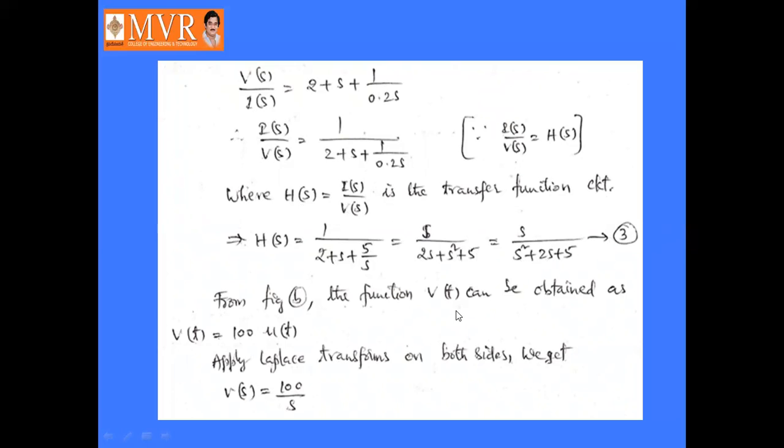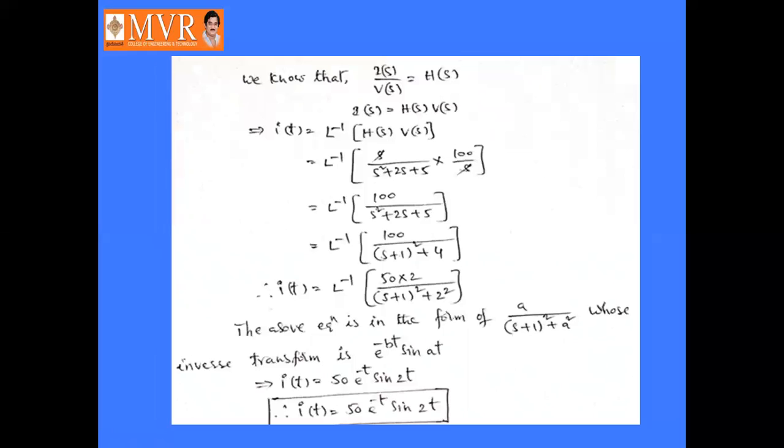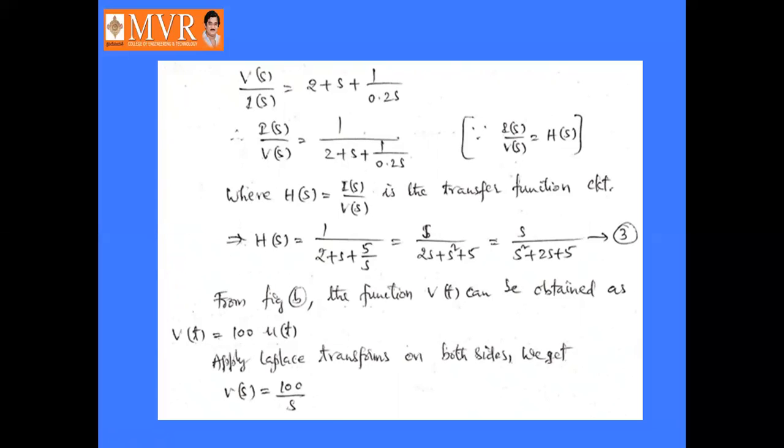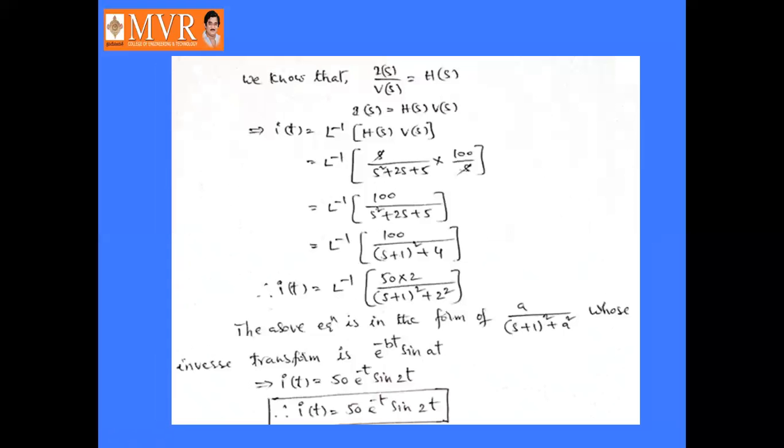From figure B, the function v of t can be obtained as v of t equal to 100 into u of t. Apply Laplace transform on both sides, we get V of s equal to 100 into 1 by s, so that is 100 by s. I of s by V of s is h of s, or I of s equal to V of s into h of s. So I of t equals the inverse Laplace transform of h of s into V of s. h of s is s by (s square plus 2s plus 5), and V of s is 100 by s.